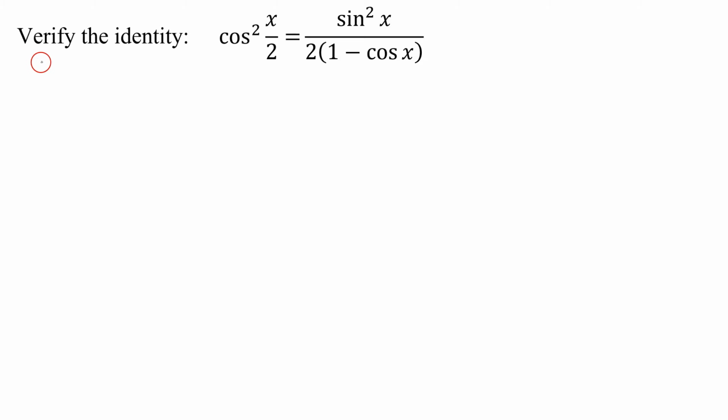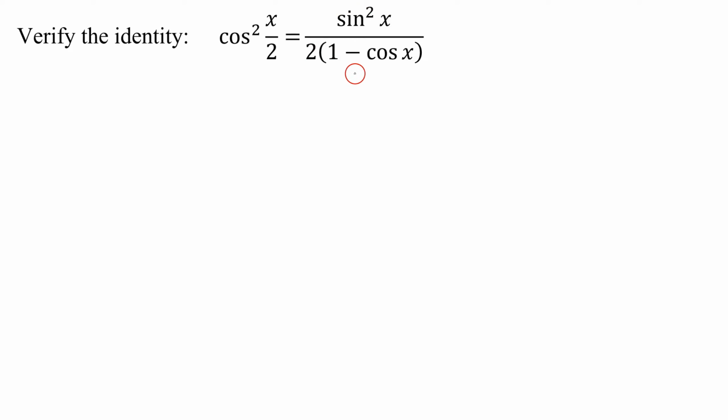In this example, I need to verify the identity cosine squared x over 2 equals sine squared x divided by 2 times the quantity 1 minus cosine x. In verifying identities, we want to start working on the more complicated of the two sides.